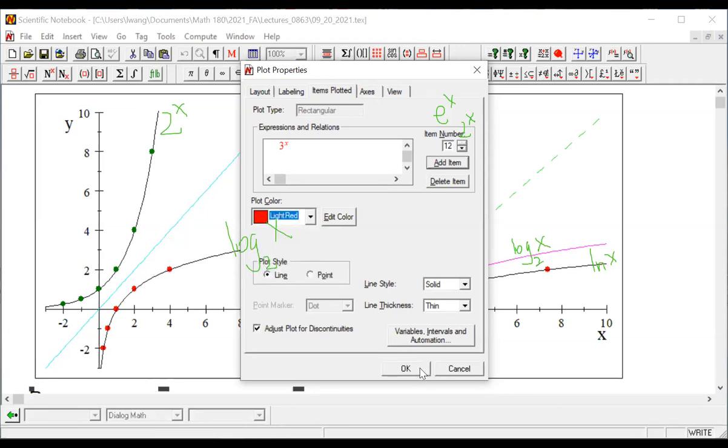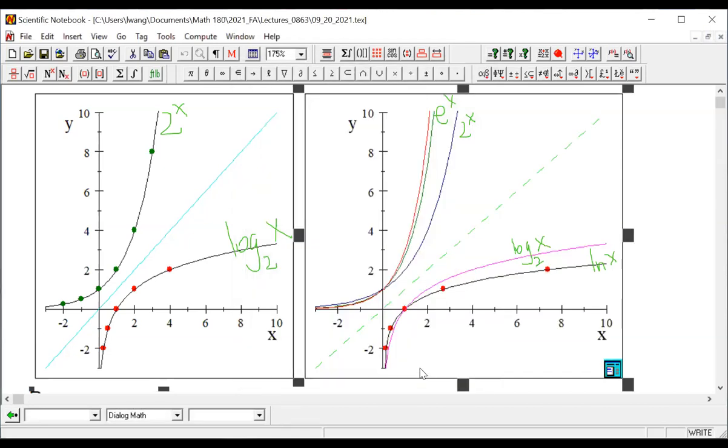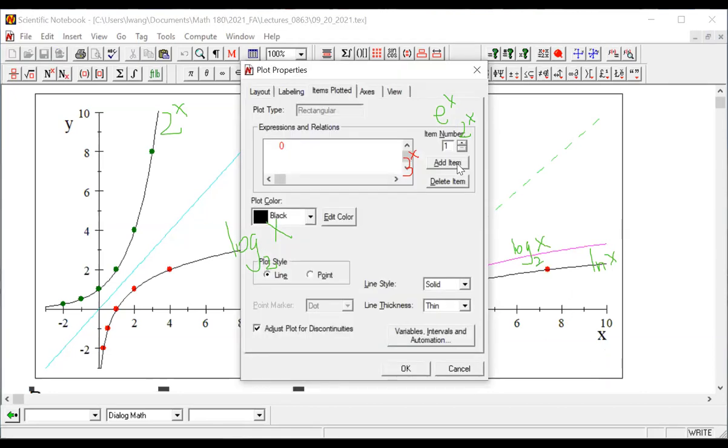Are you ready? Yay, you got it right. Okay, so this is 3 to the power x. How about log base 3x? I'm going to use red again.